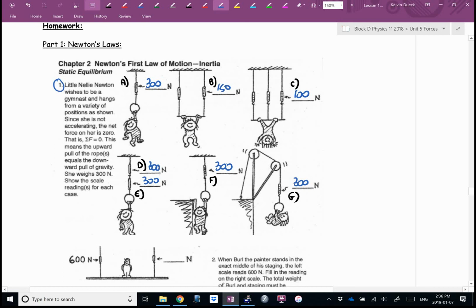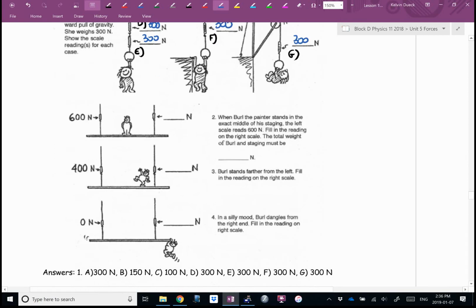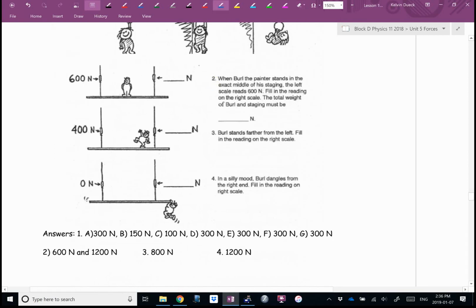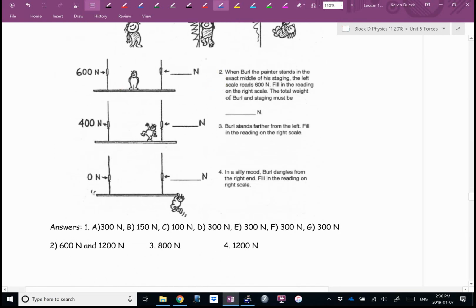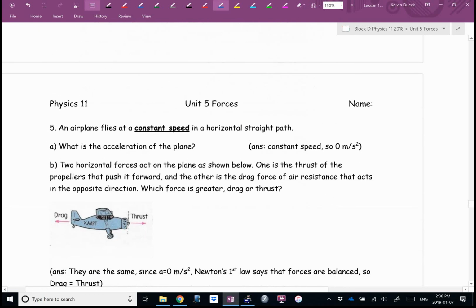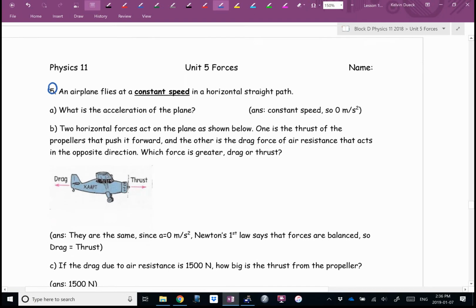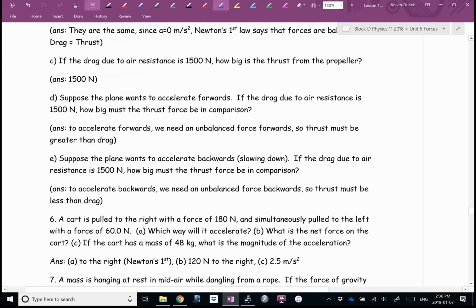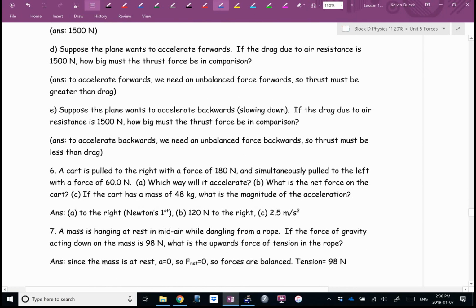How do I know it's 300? Because the question told me she's at rest, and that means the forces are, I'm looking for a word that begins with the letter B, which gives me a huge advantage. Okay? You can also do 2 and 3 and 4. You can do 5. And we'll pause there.